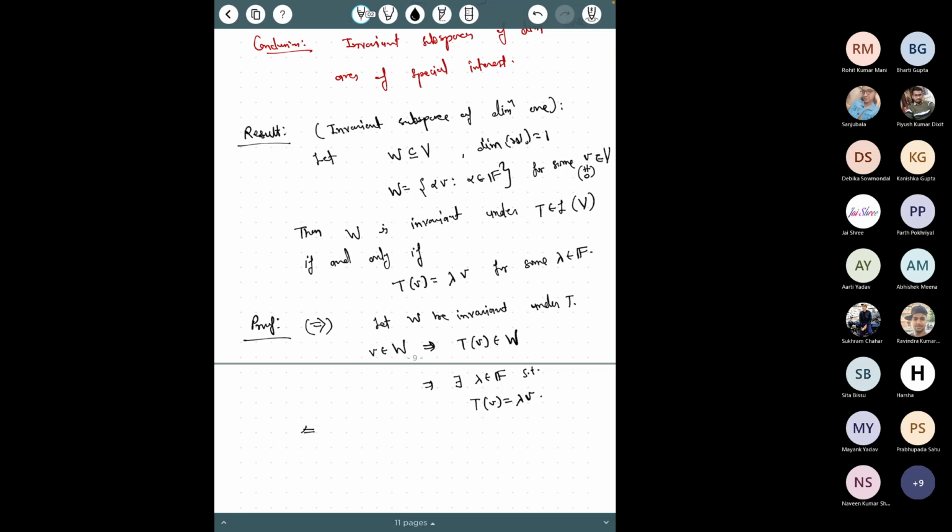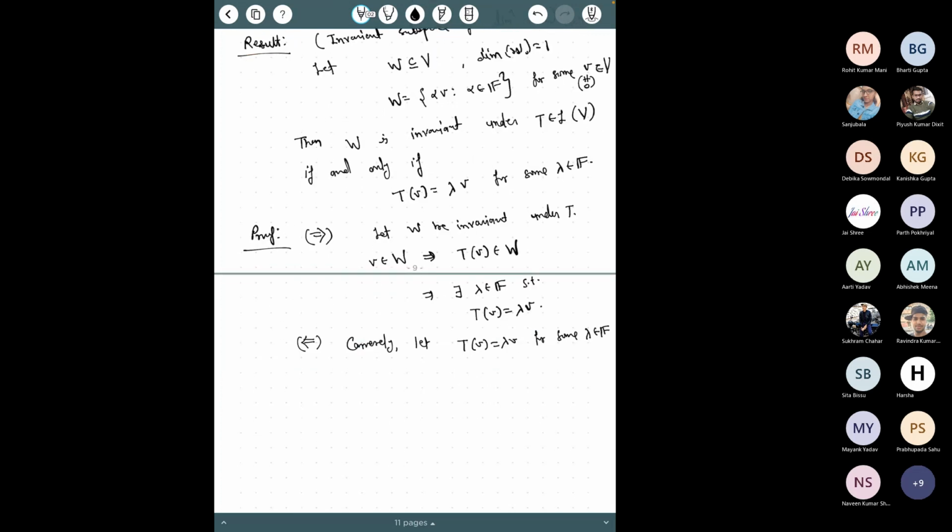Similarly, you can prove the only if direction. Conversely, suppose that T of V is equal to lambda times V for some lambda in F. Now we have to prove that W is invariant under T. So if I take any w in the subspace W, then I should show that T of w is also in W. Now w belongs to W, which means w is of the form alpha times V for some alpha in F.